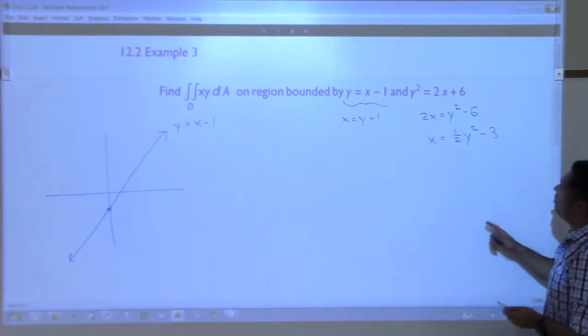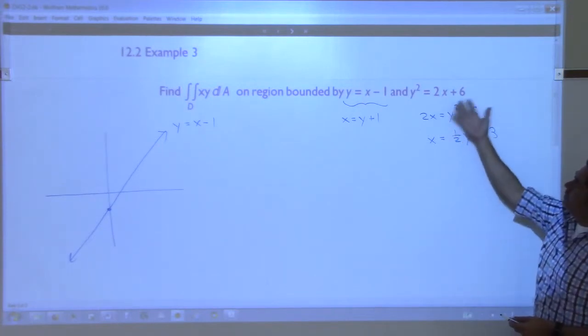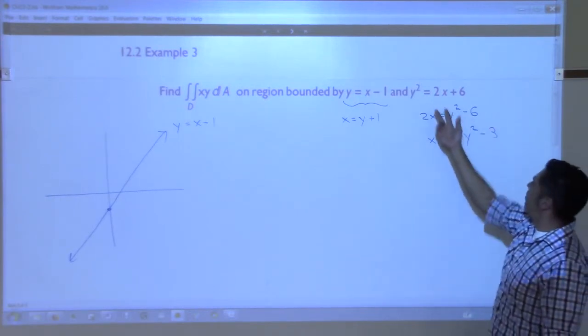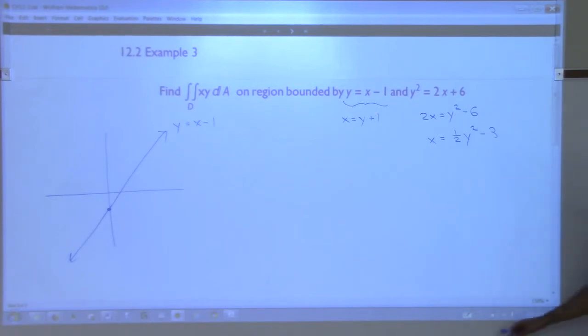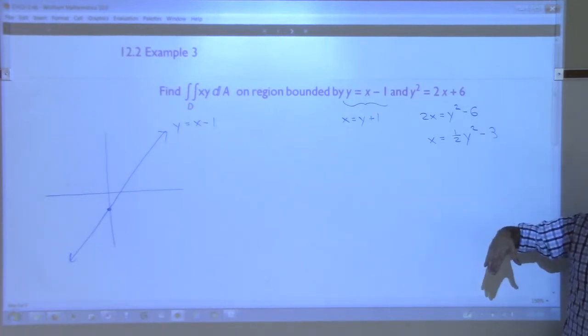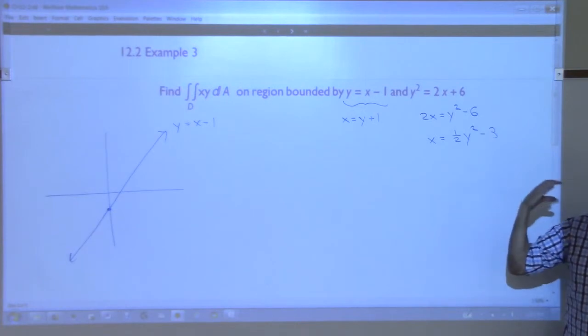Now, how are you going to draw this one? It would help if you kind of knew what it looked like. Do you know what this looks like, or what this looks like? Wouldn't it be like a wider parabola shifted down? It's a parabola, but which way is it opening? Opening to the right, because the squared is on y, not on x. If the squared is on x, it goes up or down. If it's on y, it goes left and right.